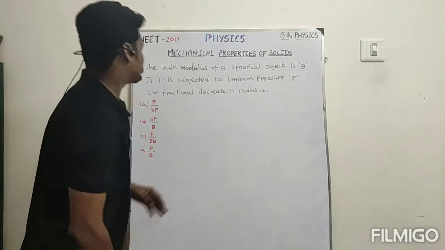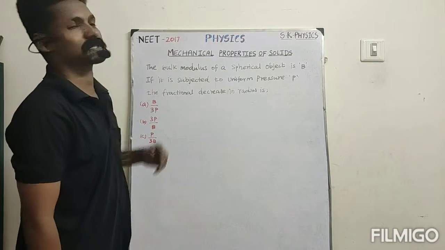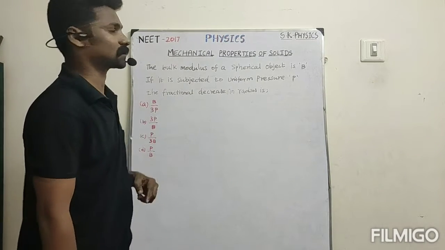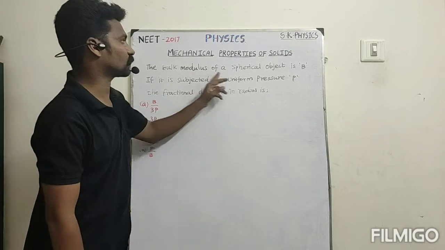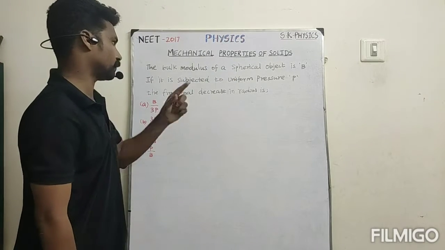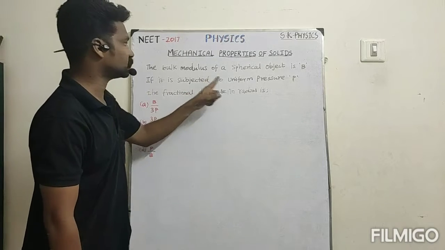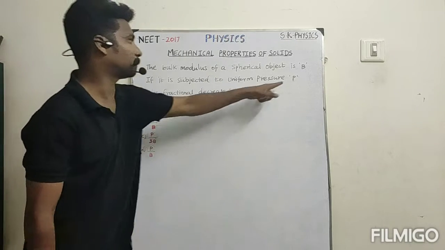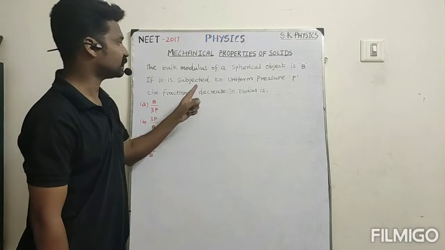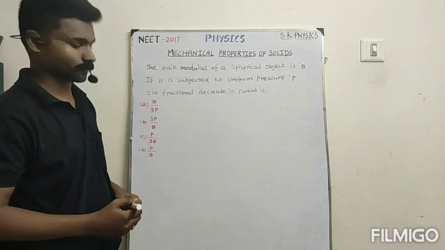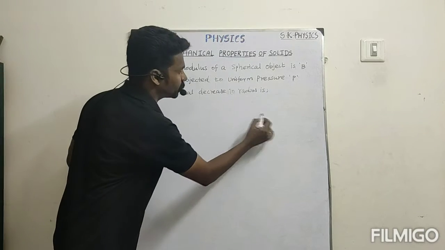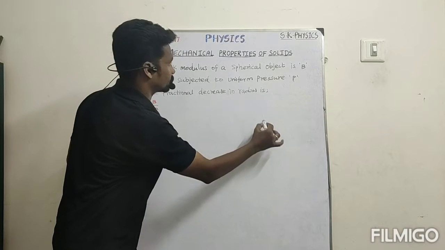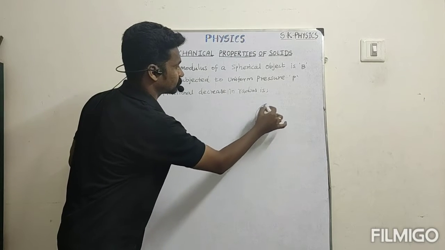Dear students, see the next question, NEET 2017 from Mechanical Properties of Solids, 11th standard. The bulk modulus of a spherical object is B. It is subjected to uniform pressure P. The fractional decrease in radius is asked. Please listen. Initially, one spherical object is here.